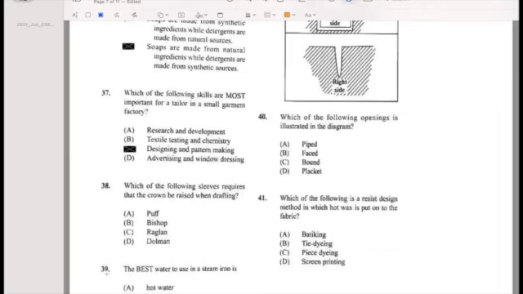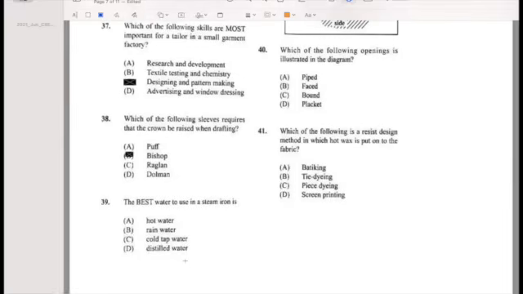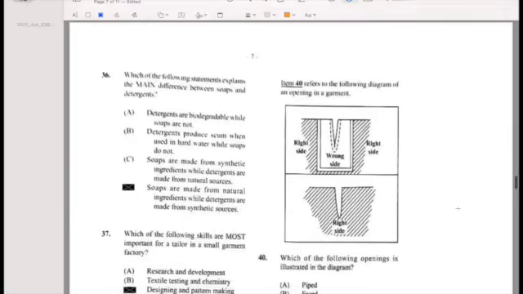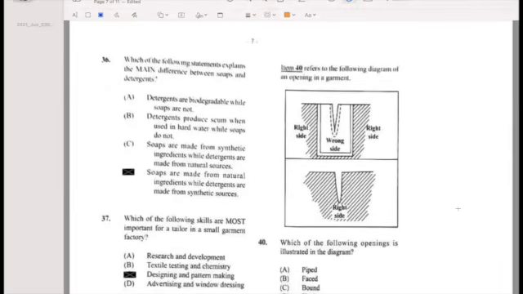38. Which of the following sleeve require that the crown be raised when drafting? So that's 38. 38 will be B. That's bishop. 39. The best water to use in a steam iron is what? 39. D. Distilled water. 40. They give us an item as well. And they're saying which of the following opening is illustrate the diagram. So 40 is B.